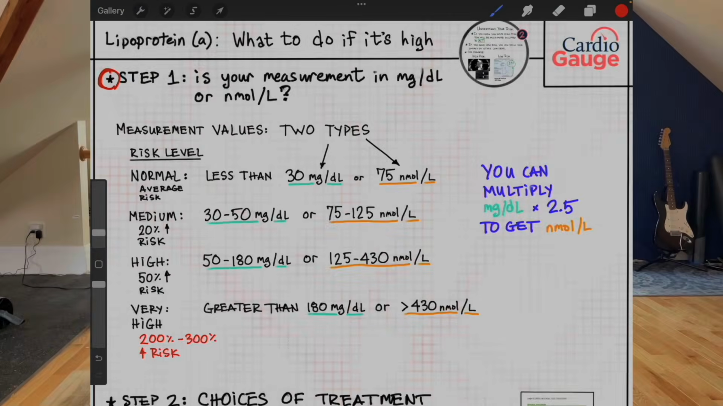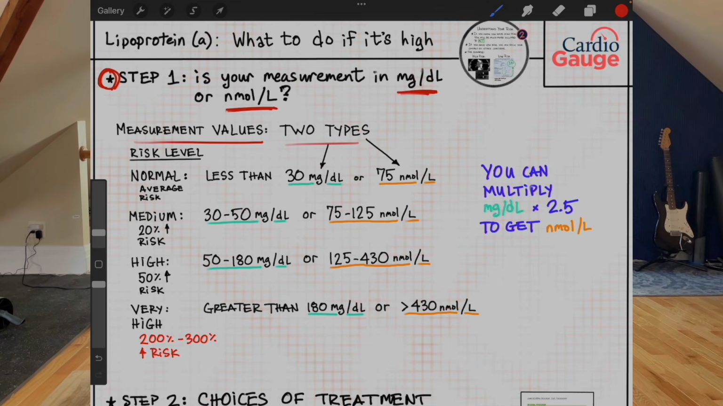Let's talk about lipoprotein(a) and what to do if your level is high. Let's get right into it. When you get your measurement, step one, you want to know, is it in milligrams per deciliter or nanomoles per liter? And this is a mistake I see a lot of patients make. They get mixed up with the units, and that can get confusing.